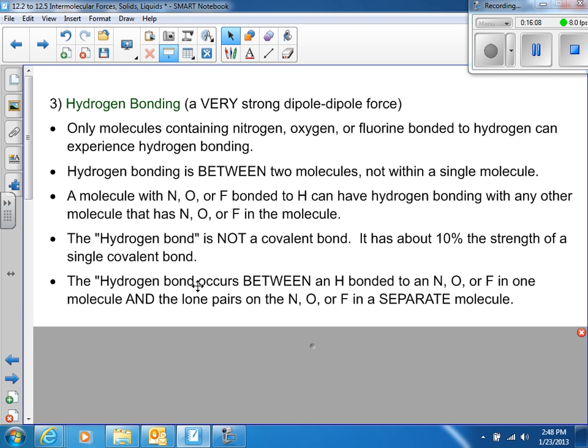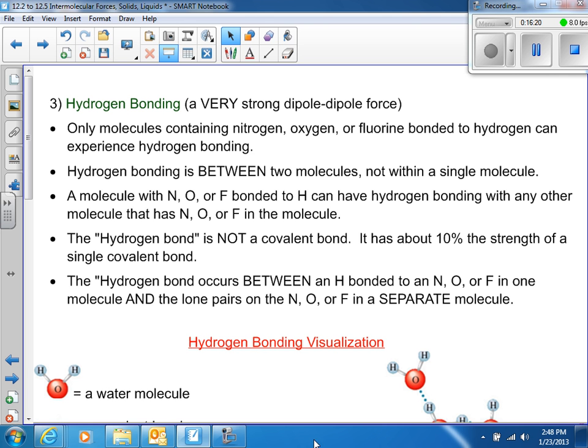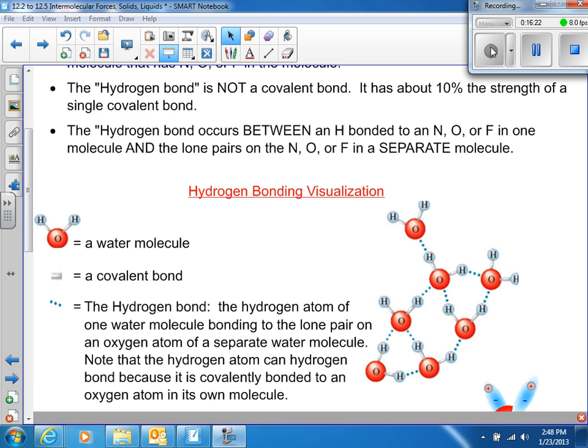Hydrogen bond occurs between an H bonded to an N, O, or F in one molecule and the lone pairs on the N, O, or F in a separate molecule. So, let's see a picture. All right, here we go. Ignore this piece down here. Just ignore that for now.